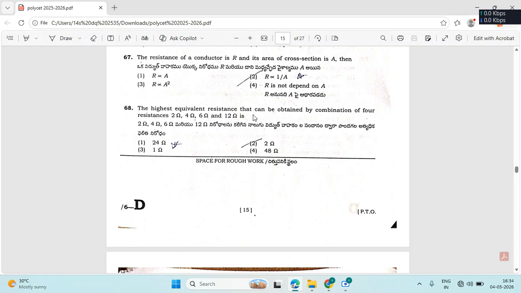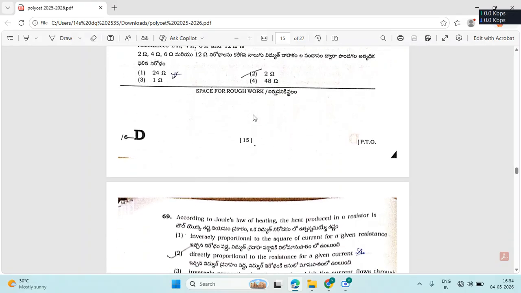The highest equivalent resistance that can be obtained by a combination of four resistances, 2 ohm, 4 ohm, 6 ohm and 12 ohm, is: the options are 24 ohm, 2 ohm, 1 ohm, 48 ohm. The correct option is 1, and the answer is 24 ohm.